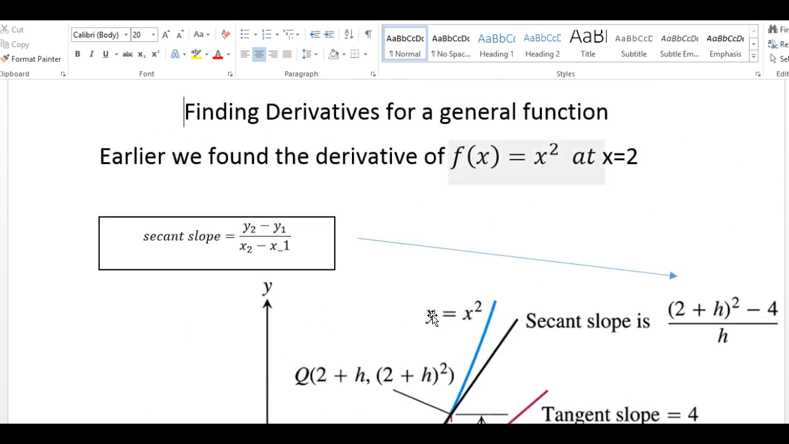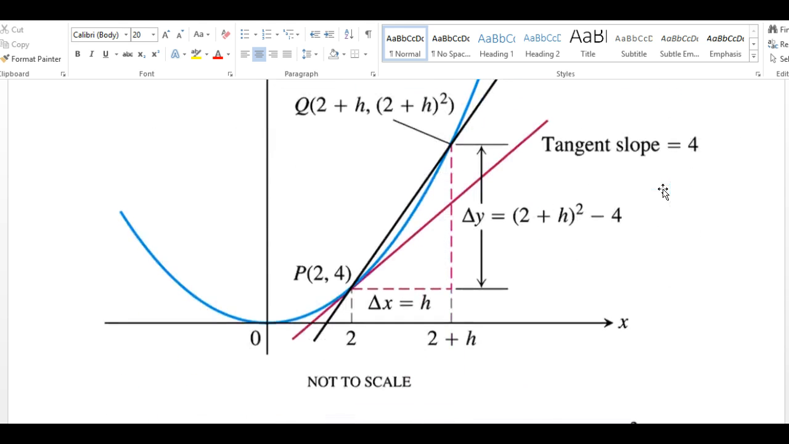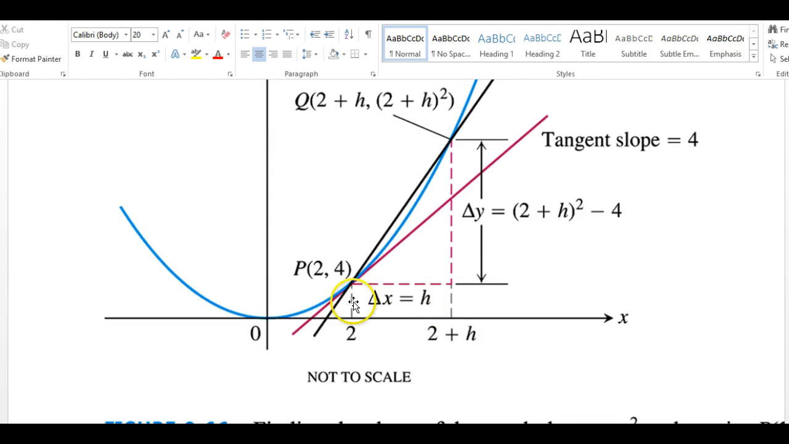Okay, and we also learned how to find it for one example, which was the derivative of x squared at x equals 2. If you go back to how we did that, we needed to find the slope of the tangent at x equals 2. But how do we do that? We take a nearby point, and we take the point on the curve for that point.